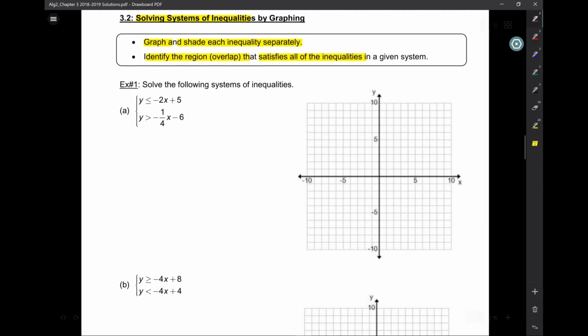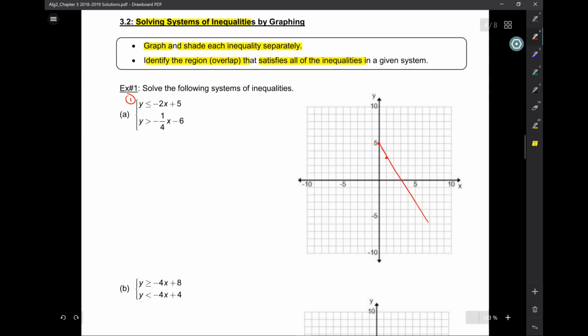So here I have two inequalities. I'm going to graph the first one. They're in slope-intercept form, which is easy. I'm going to go up to the y-intercept of 5 here, and then I go down to over 1. Now, is that going to be a solid or a dashed line? Solid line. Right? And of course, you're going to use a ruler with these, right?